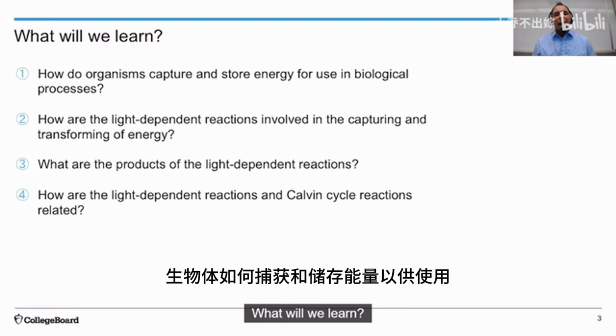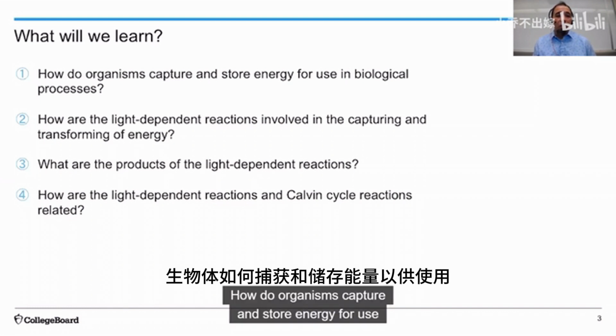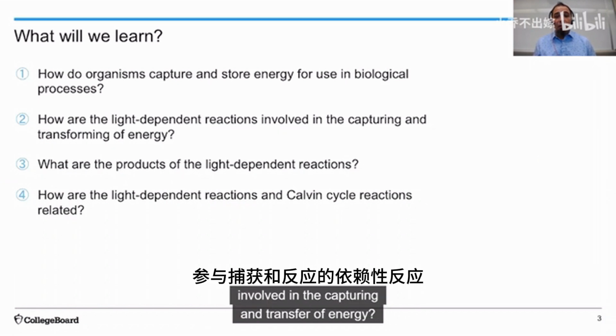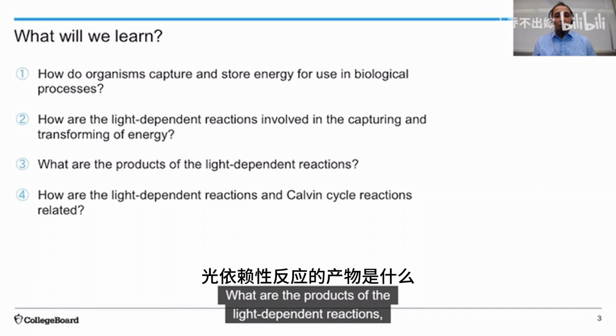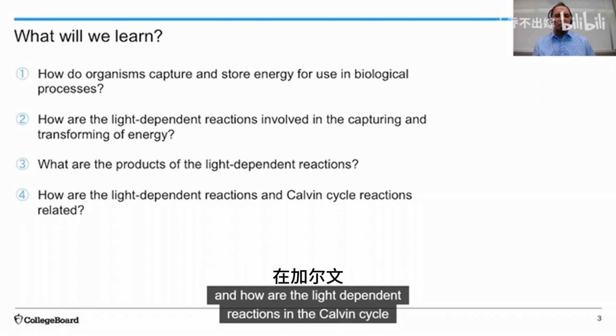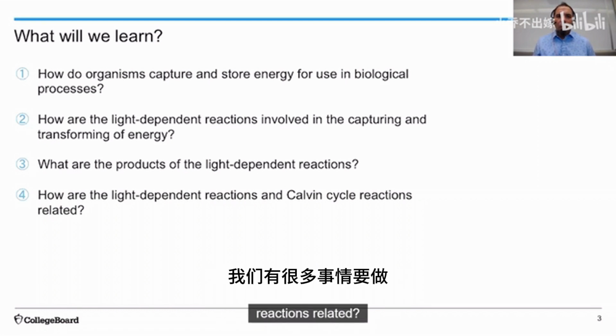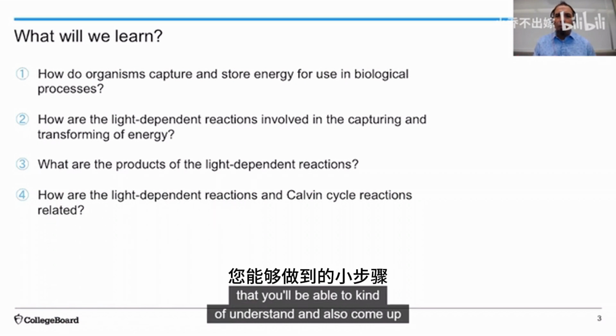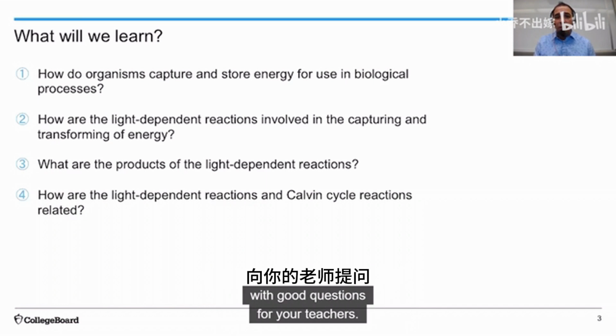So what will we learn? How do organisms capture and store energy for use in biological processes? How are the light-dependent reactions involved in the capturing and transferring of energy? What are the products of the light-dependent reactions? And how are the light-dependent reactions and the Calvin cycle reactions related? We've got a lot going on, but my plan is to break it down into small steps that you'll be able to understand and also come up with good questions for your teachers.